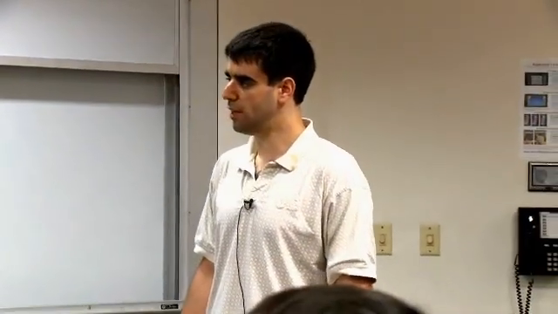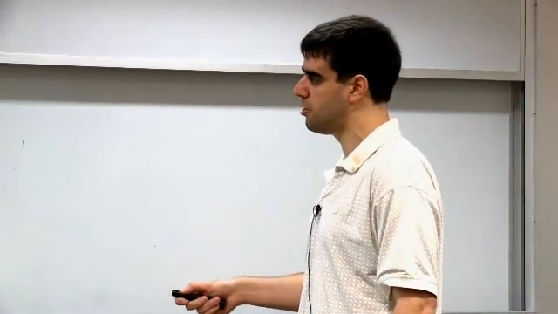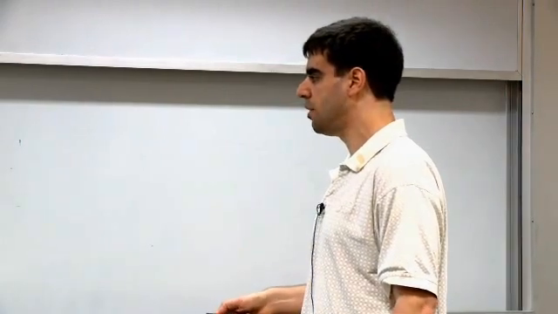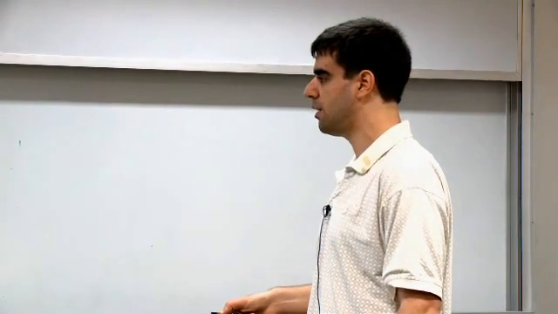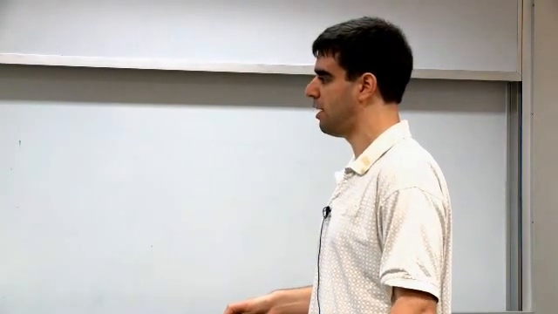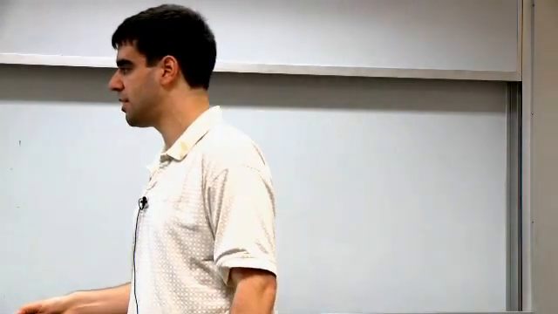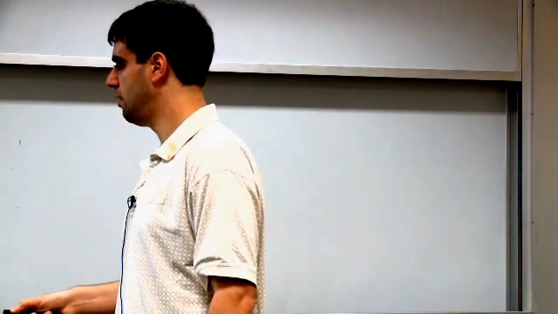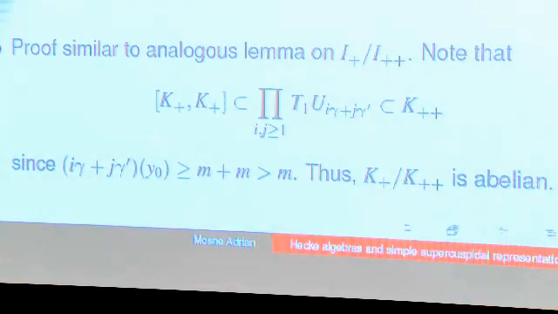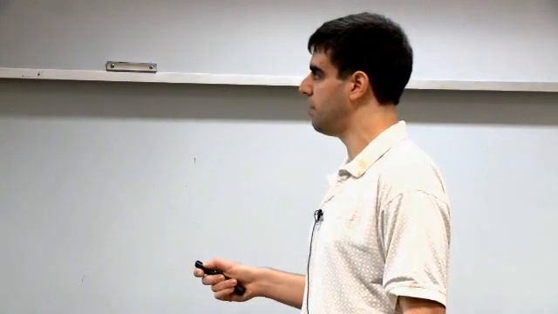Okay, so what's the proof of this? It's analogous to I+ mod I++. Namely, it comes down to showing that this quotient is abelian. You really just look at commutators. So if you take U_gamma, some affine root group in K+, and U_gamma prime, another affine root group in K+, well, this is their commutator. The commutator lives in this product. But the point is that since U_gamma and U_gamma prime live in K+, gamma and gamma prime take the value greater than or equal to 1/m at y naught.